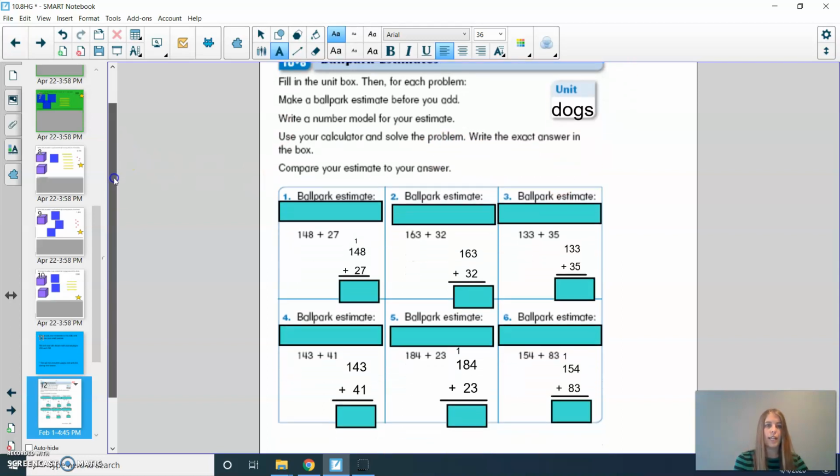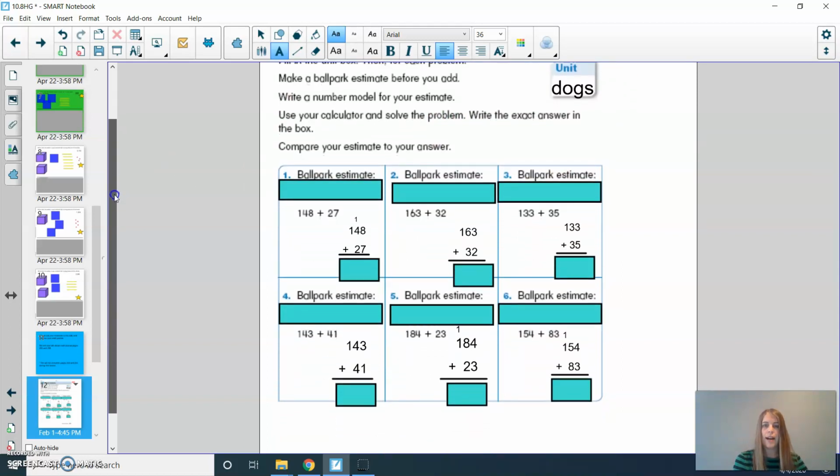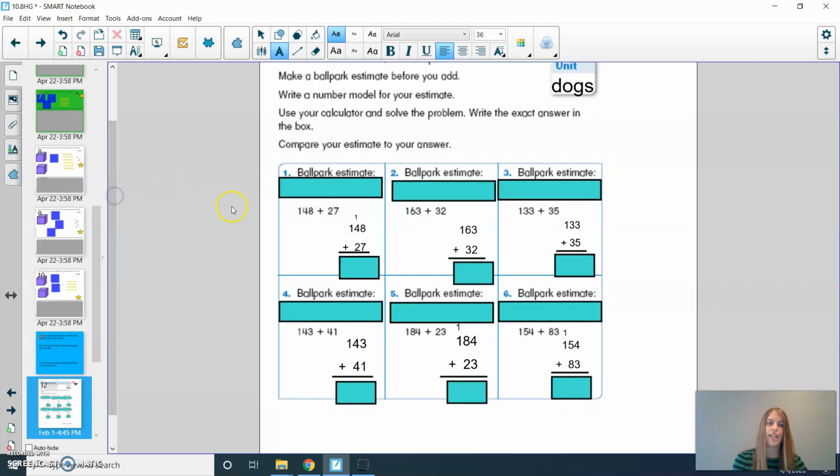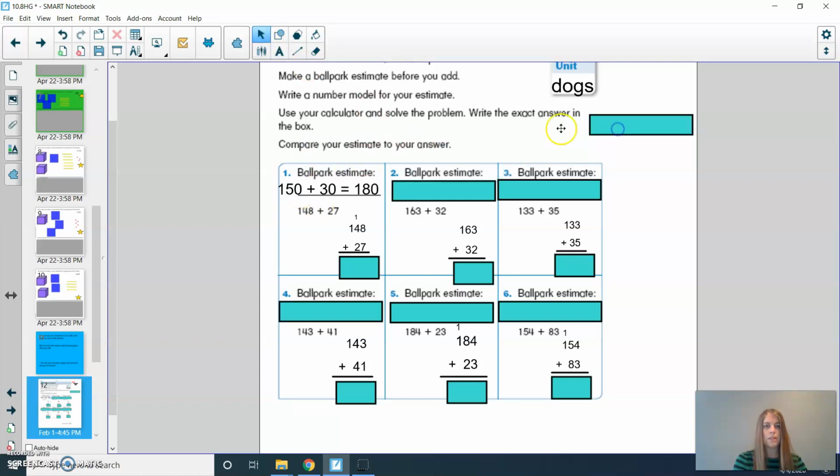So why don't you look at the first one with me, just to kind of see how we'll do this page today. So for question number 1, I have 148 plus 27. I'm going to round these to the nearest 10. So I'm going to round 148 to 150. I'm going to round 27 to 30. My ballpark estimate is 180.